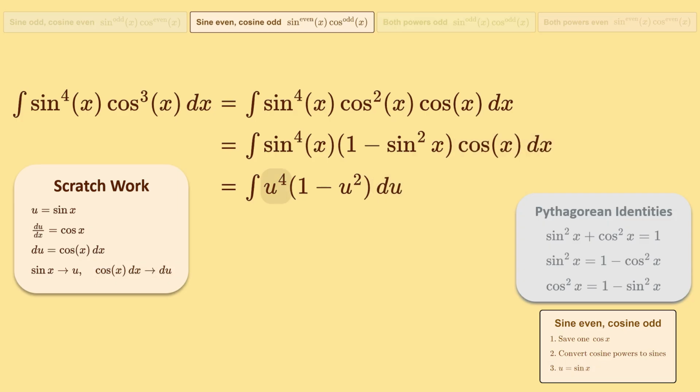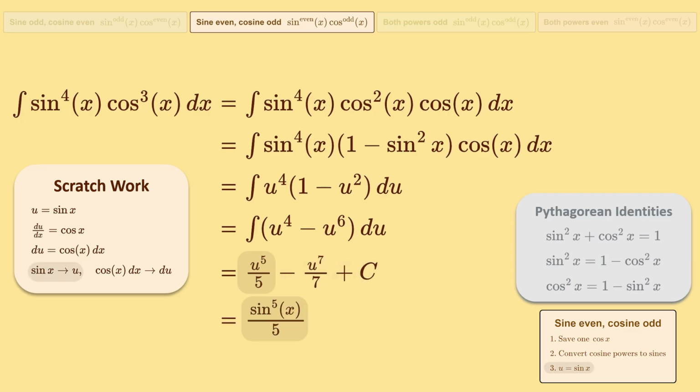Now distribute the u to the 4th power and we get u to the 4th power minus u to the 6th power du. So we have the integral of u to the 4th power minus u to the 6th power du. This gives us u to the 5th divided by 5 minus u to the 7th over 7 plus c, using the power rule for integration. Substituting sine of x back in for u, we get sine to the 5th power of x over 5 minus sine to the 7th power of x over 7 plus c.